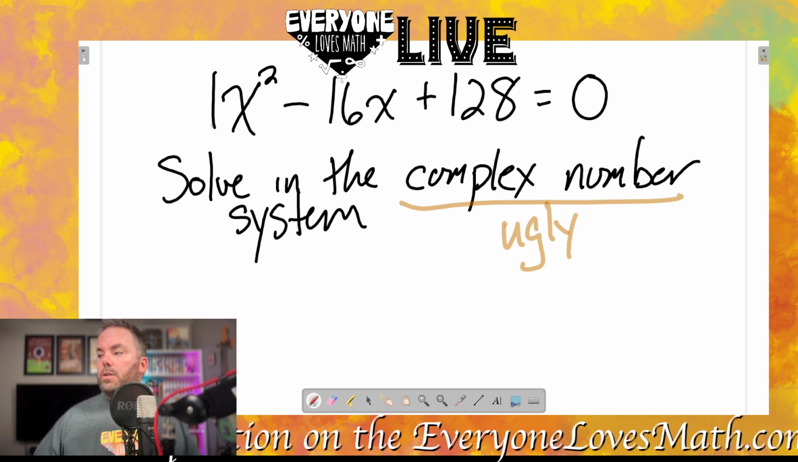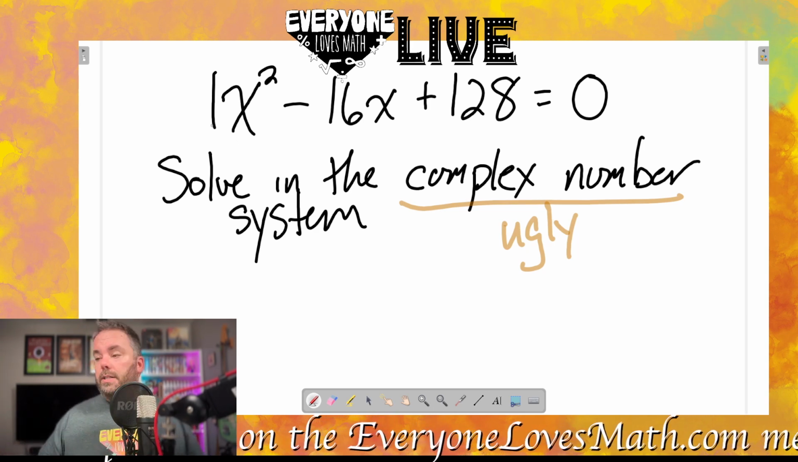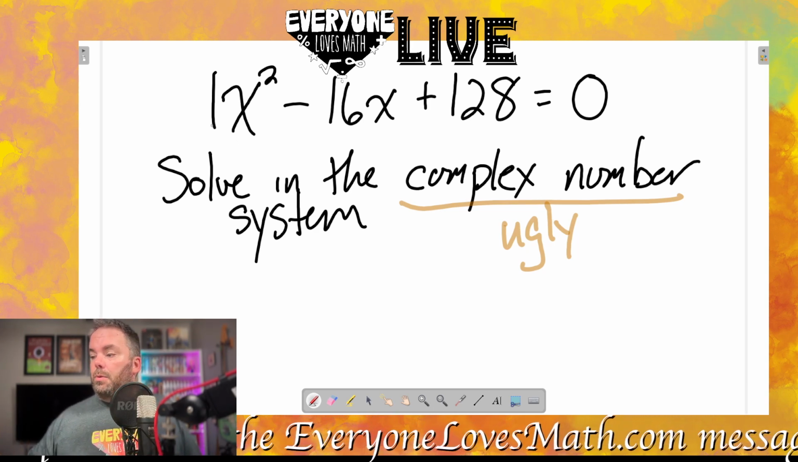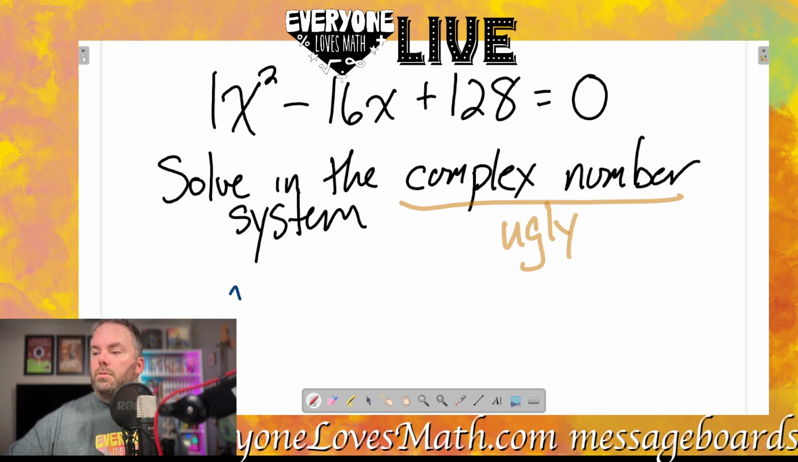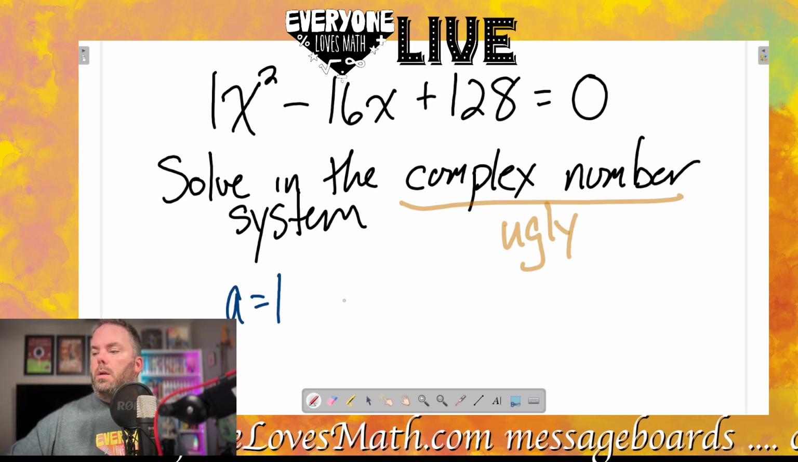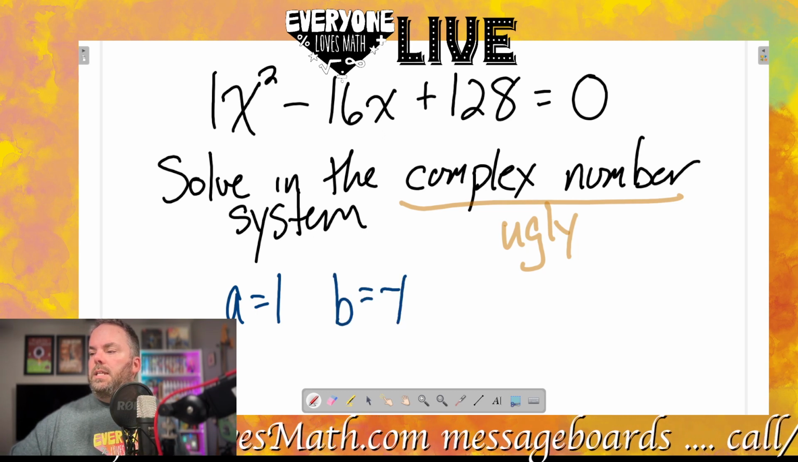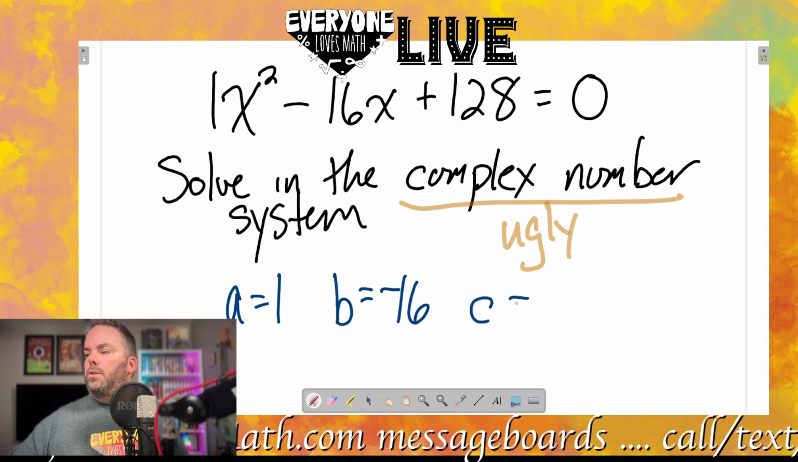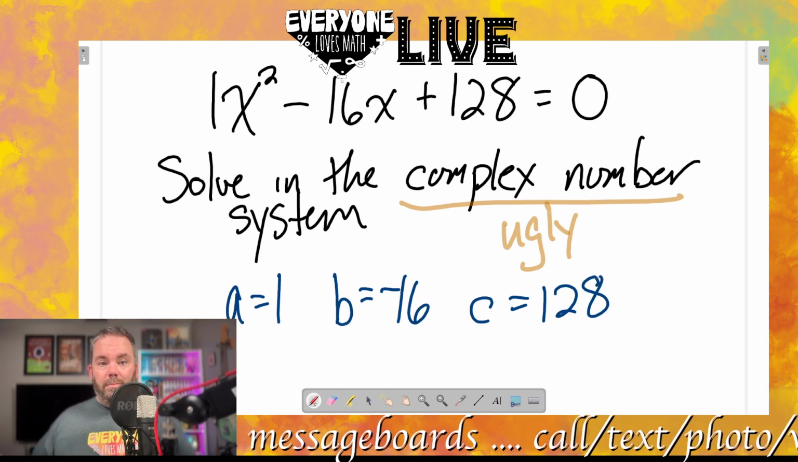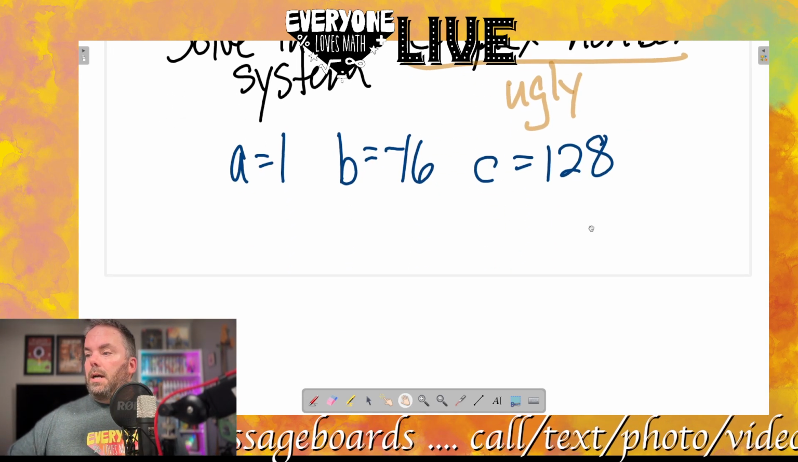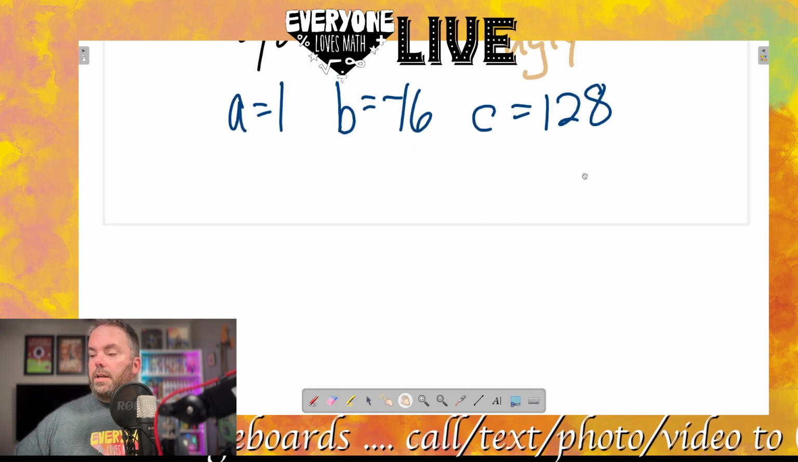If I'm going to do the quadratic formula, this function's already set up for it because it's already equals 0. So what can we do? Well, if we're going to use the quadratic formula, a is 1, b is negative 16, and c is 128. So those are kind of ugly numbers. Numbers are kind of big, but it's all right. We can handle it. Let's do a little quadratic formula.